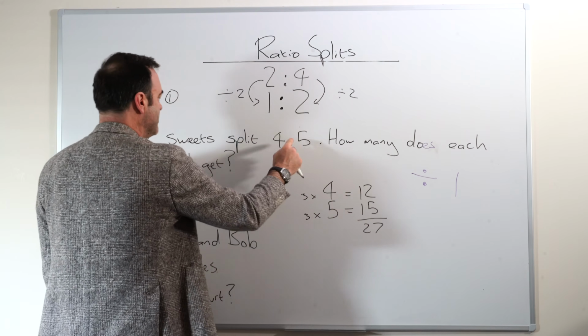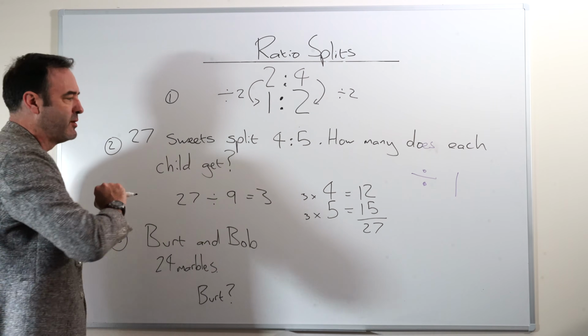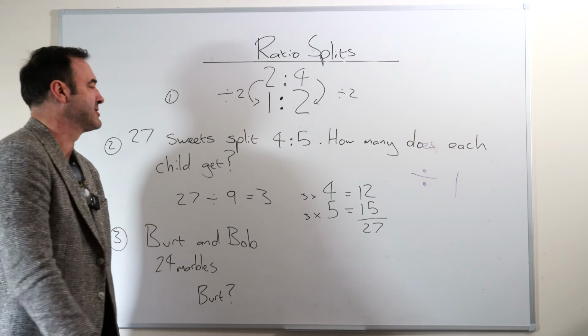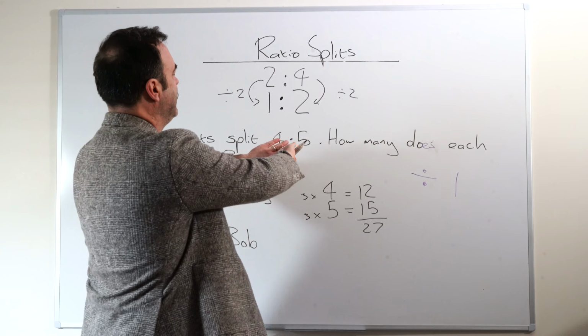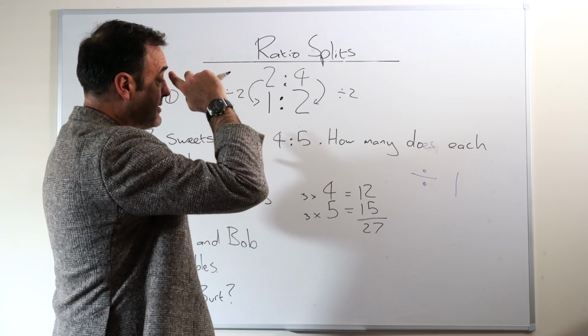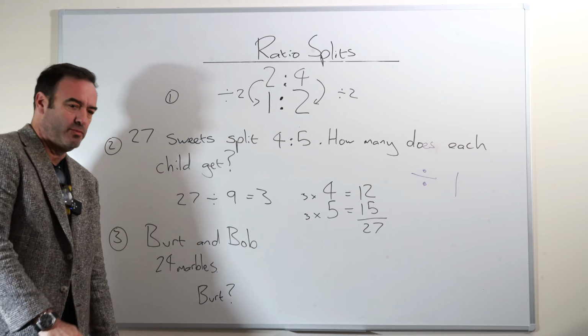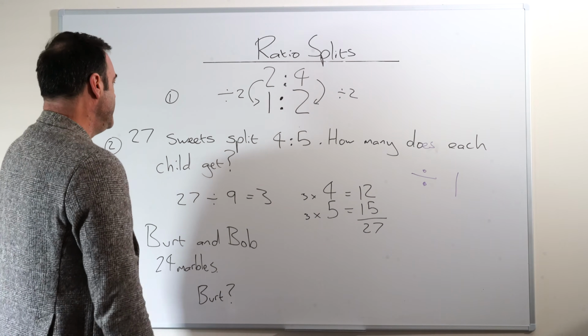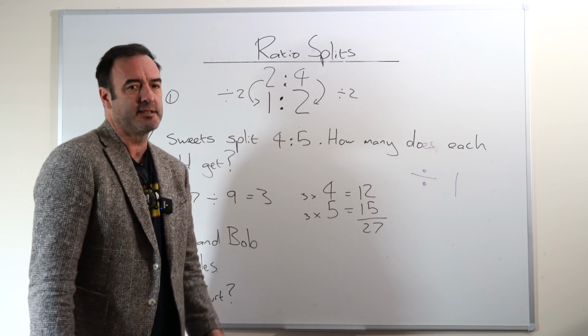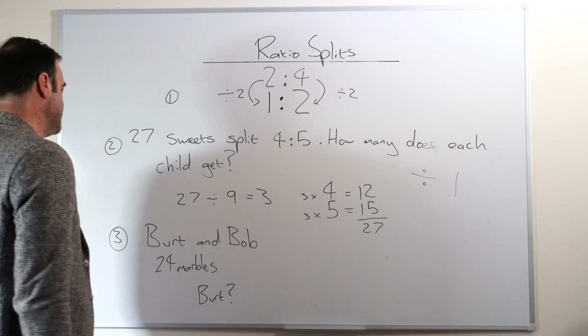Added together, they should always add up to the original amount. Why? Because we've not added anything or subtracted anything. We simply divided them. We shared them out. That's all we've done. But more commonly in exams, you won't get the split written like this. You'll just get it as a worded question. This is the way we see it.